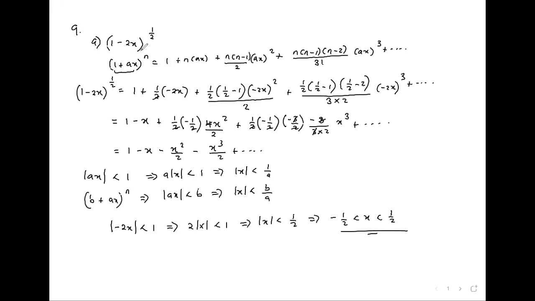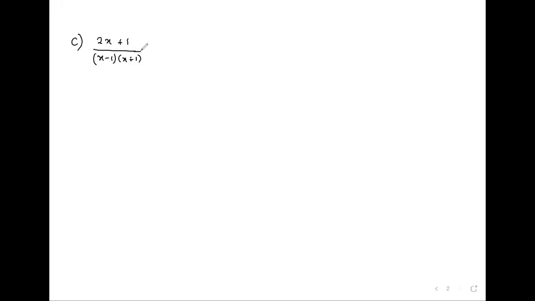We put up C, 2x plus 1 over x minus 1, x plus 1. So I'll do it up somewhere where you begin to see that it becomes similar to this, and then you finish it up.